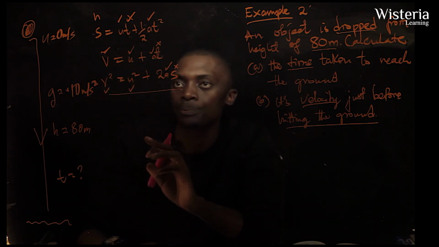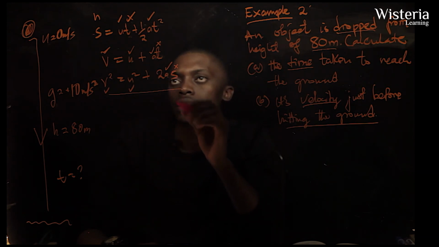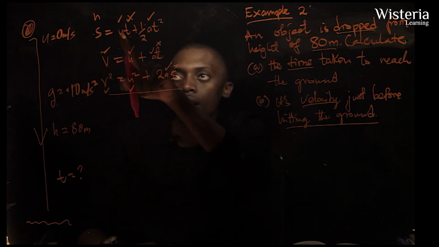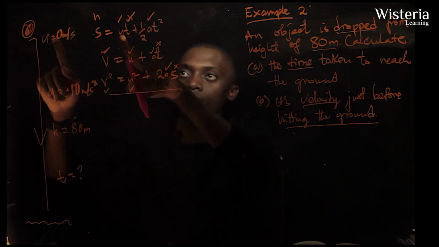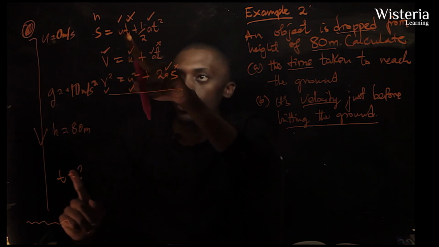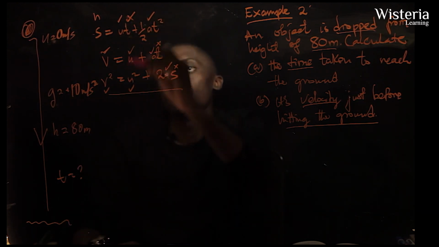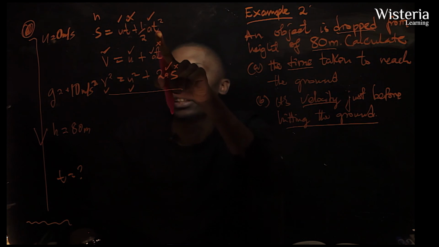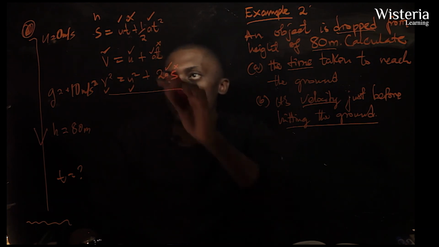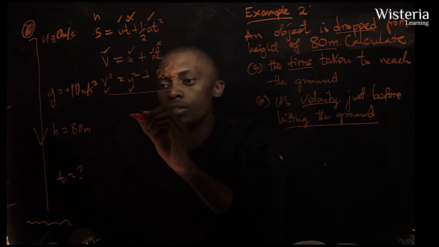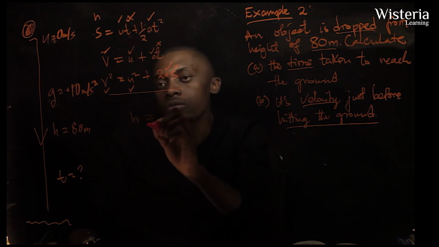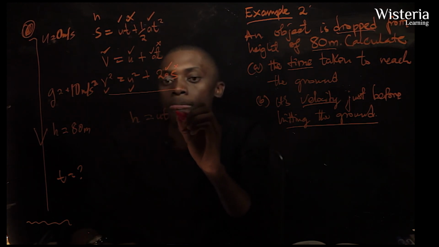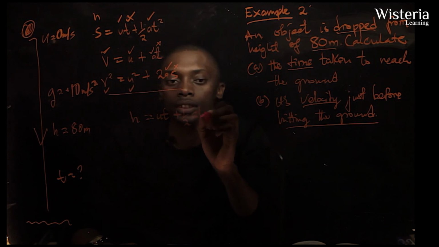If I look at the first equation, it says for me to calculate height, which is distance, I will need to have the initial velocity, which I have, it's 0. I need to have time, which I do not have, but it's what I've been asked to find, and I need to have acceleration, which I have. Therefore, this is an equation to use because we have h, substituting with s, which is the same as saying distance, will equal ut plus half at squared.